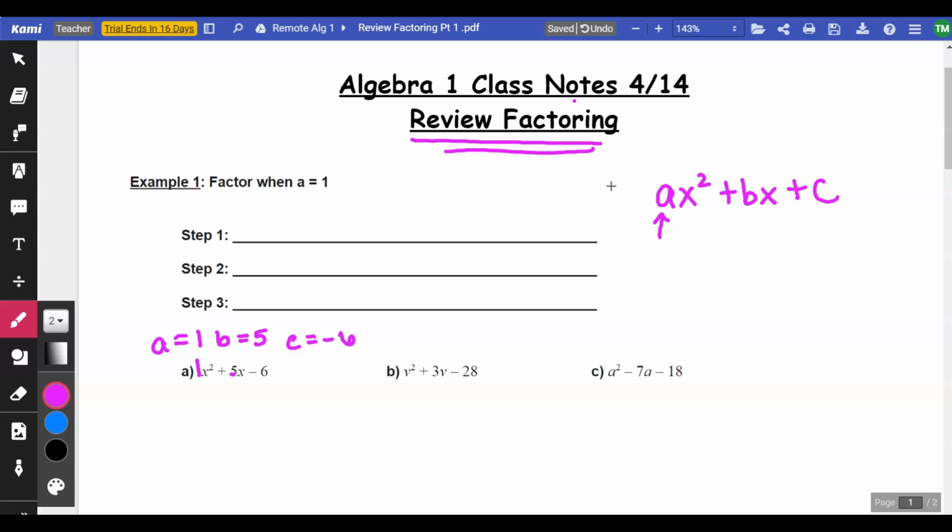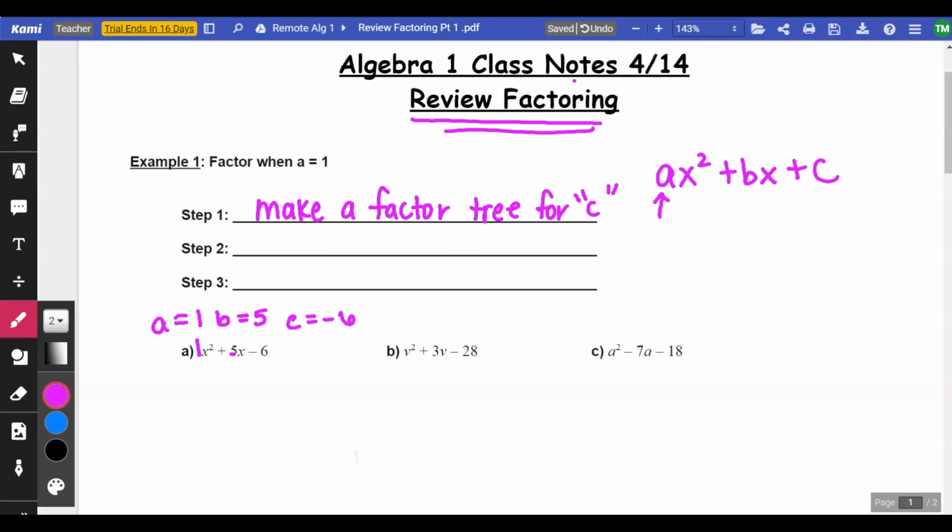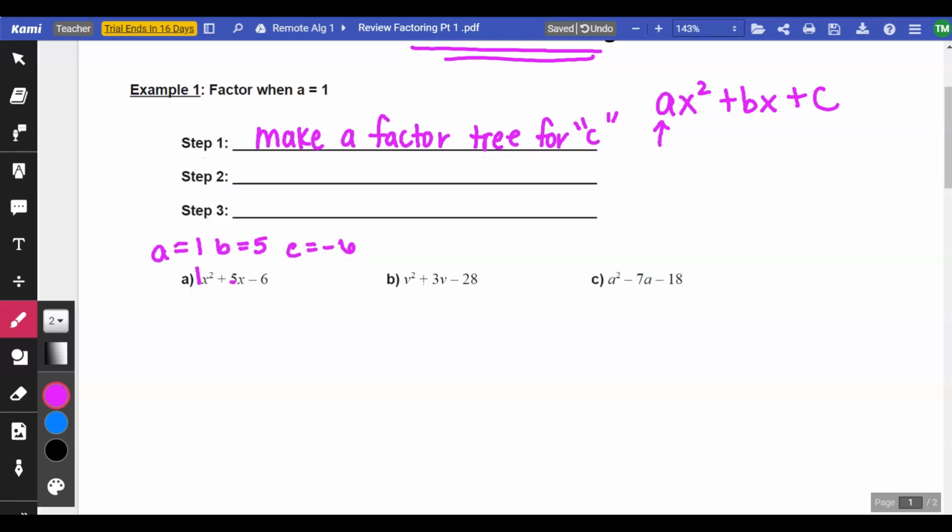So step 1 when you factor, in this case, is you want to make a factor tree for c. In our case, c is equal to negative 6. So we need to make a factor tree for negative 6. However, when I make a factor tree, I don't really need to worry about whether or not c is positive or negative. So I'm just going to make a factor tree for positive 6. When I make this factor tree, the very first factor of 6 is 1. 1 times 6 is 6. Then 2 and 3. So I have 1 times 6 is 6. 2 times 3 is 6.